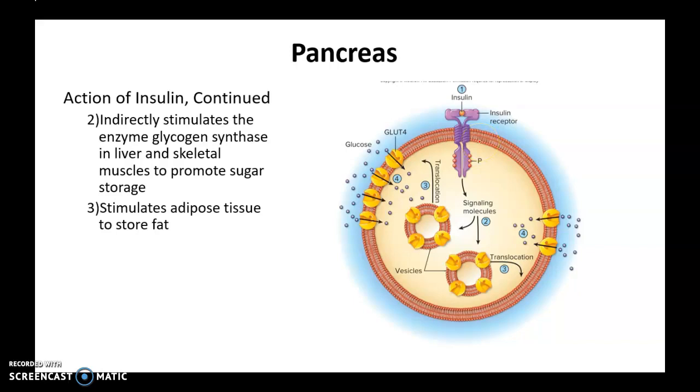Insulin also indirectly stimulates the enzyme glycogen synthase. Remember, we talked about glycogen synthase in my previous slide. So as more and more glucose is transported into the cell, the enzyme glycogen synthase helps these glucose molecules to stick together and form long glycogen molecules, which are stored in the liver and skeletal muscles. Okay.